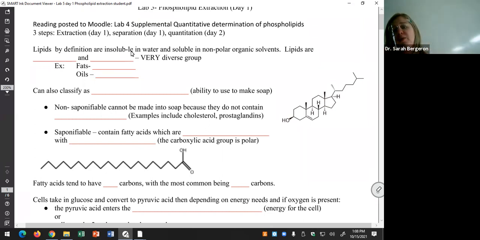Lipids, I don't know why that happened. Does that show up on your paper too? Is your paper like that? No? Okay, so this is just this one.